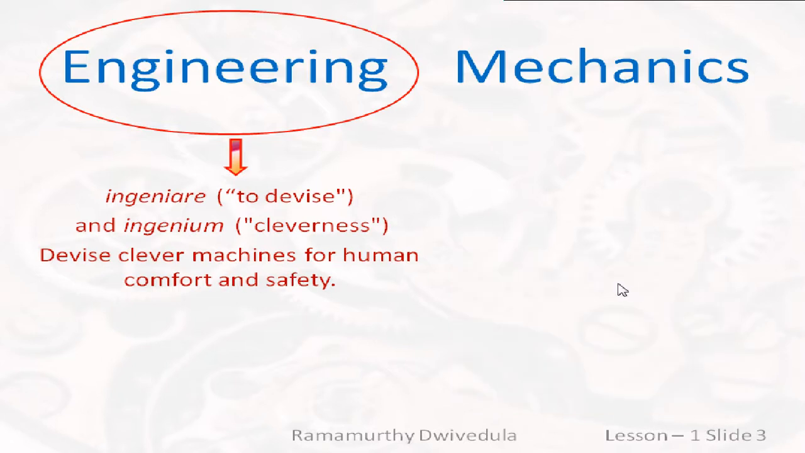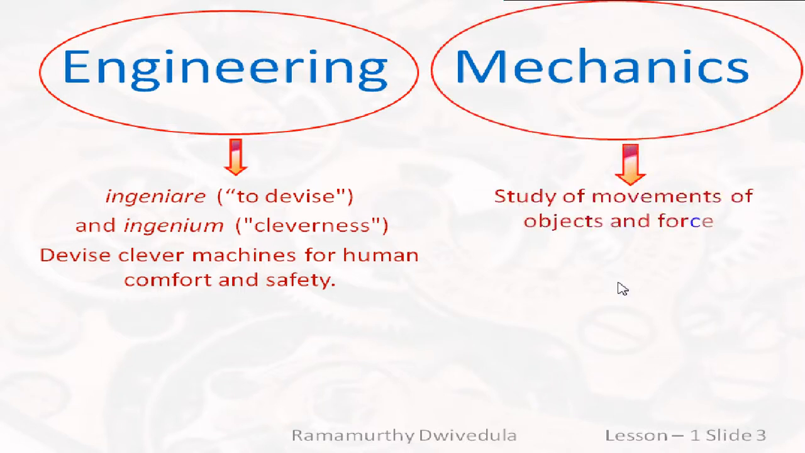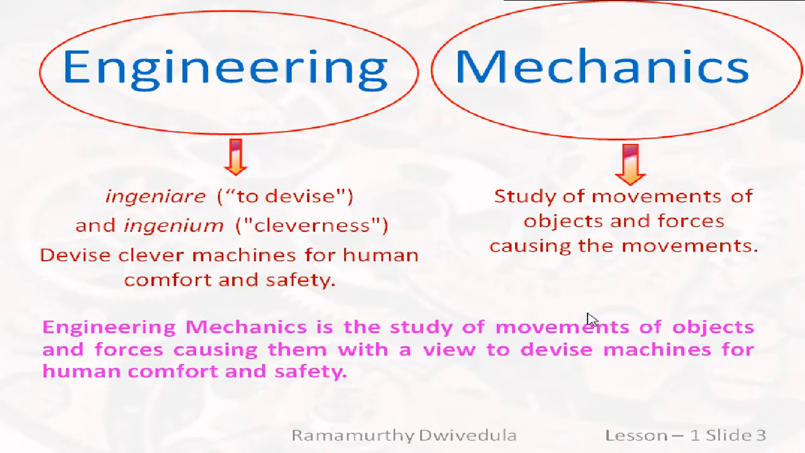The other word, mechanics, refers to the study of movements of objects and the forces causing these movements. Put together, engineering mechanics is the study of movements of objects and forces causing them with a view to devise machines for human comfort and safety.